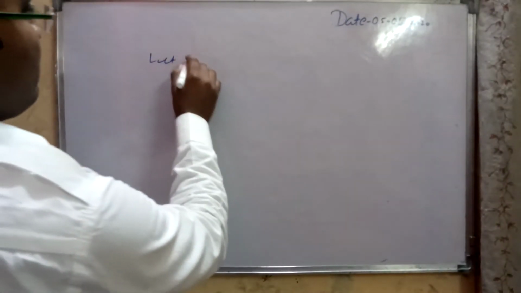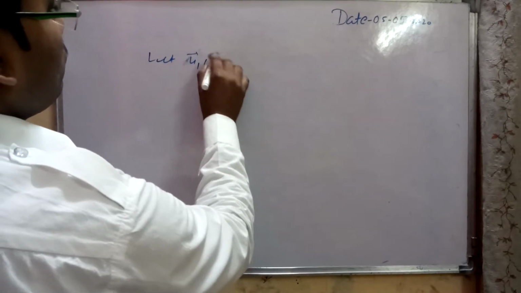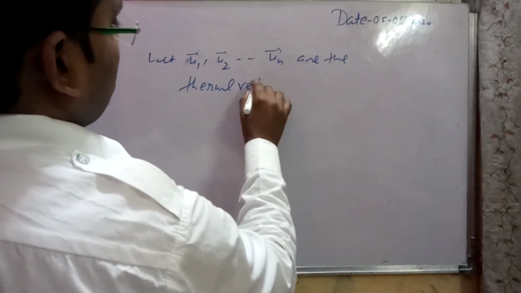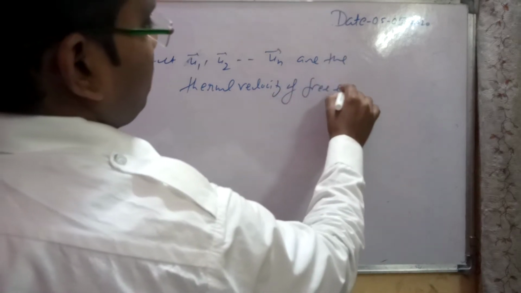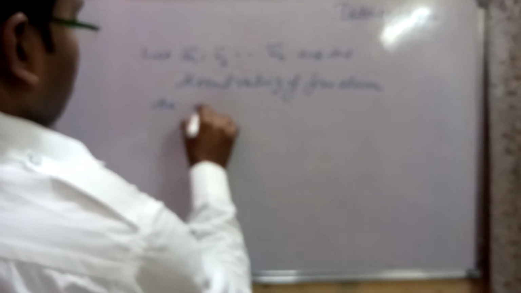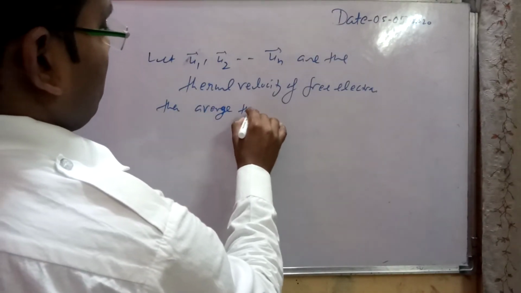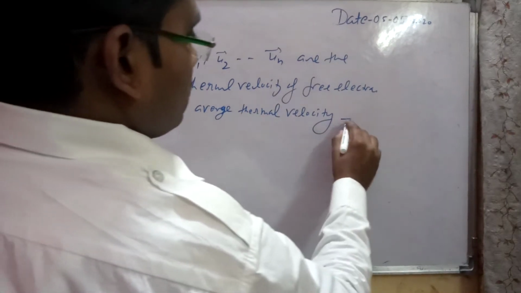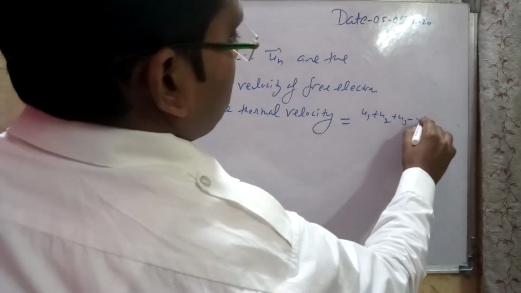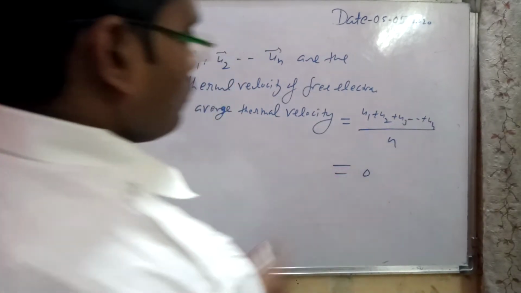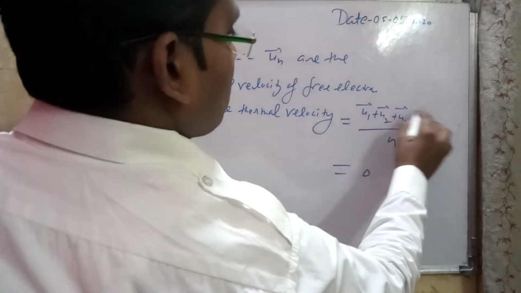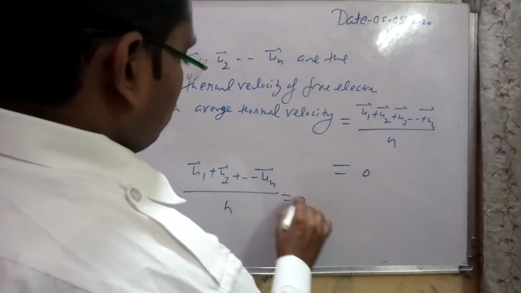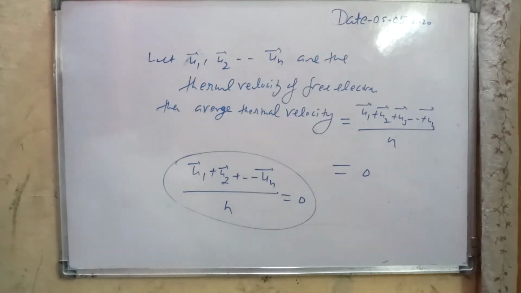Now here let U1, U2 and UN be the thermal velocities of free electrons, then the average thermal velocity is equal to U1 plus U2 plus U3 plus UN divided by N, which is equal to 0. So U1 plus U2 plus UN divided by N is equal to 0.